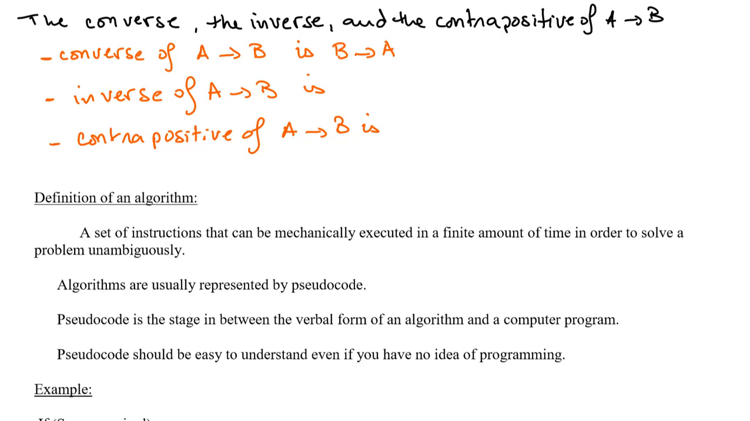Hello, in this video we'll talk about the converse, inverse and contrapositive of A implies B, and we'll also talk about some algorithms. So the converse of A implies B is B implies A. We saw the example before.